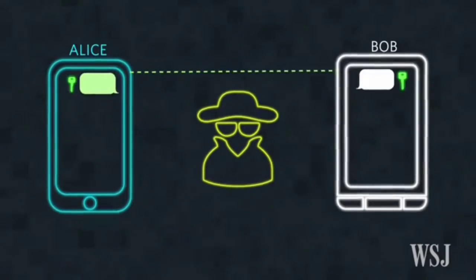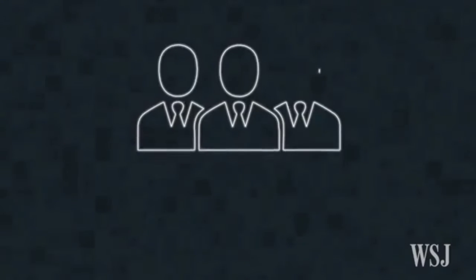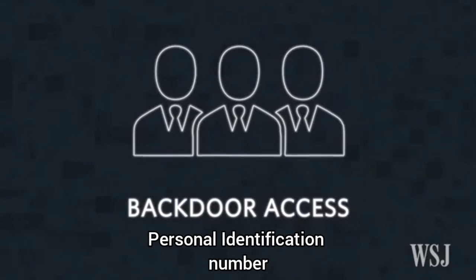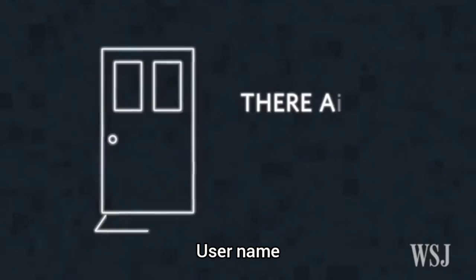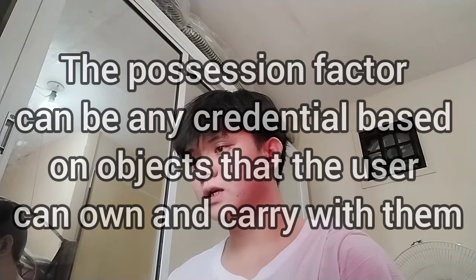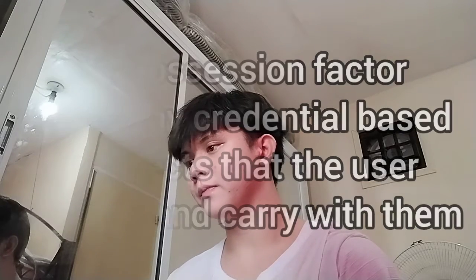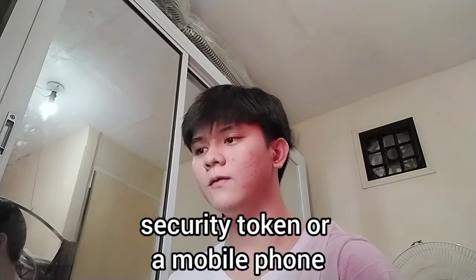The knowledge factor can be any authentication credentials consisting of information that the user knows, such as a personal identification number, username, password, or the solution to a reset question. The possession factor can be any credential based on objects that the user can own and carry with them, such as a security token or a mobile phone used to accept a text message or to run an authentication program that can generate a one-time password or PIN.